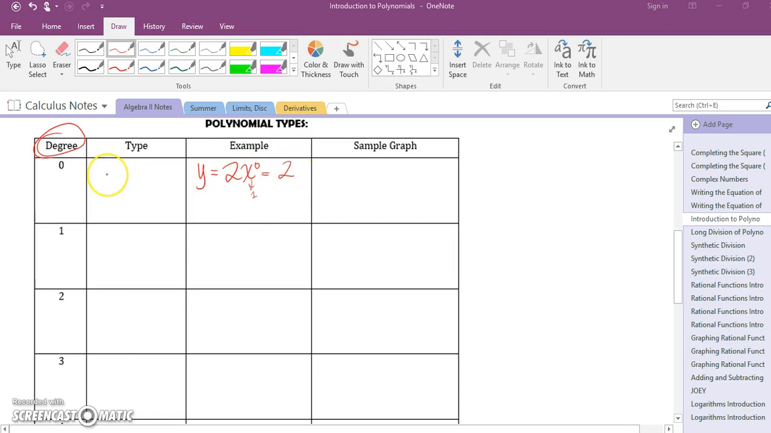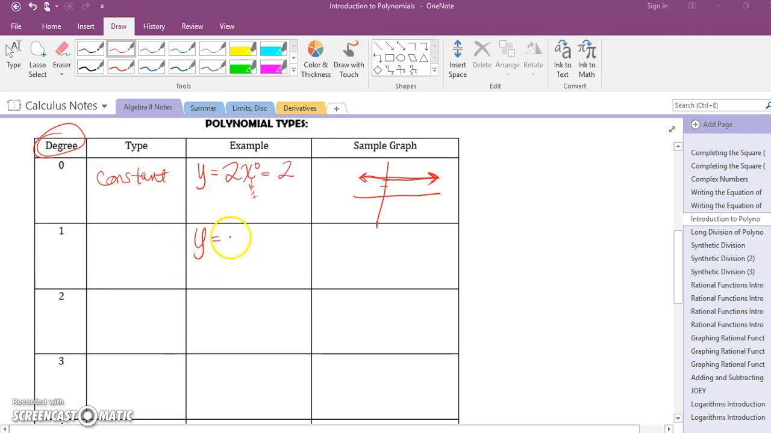And if I had said, hey, what does y equals 2 look like? You should be able to tell me it's just, don't just say it's a line because all these are lines here. It's a horizontal line. And the type here, since it's just equal to a constant number, the type is a constant function.